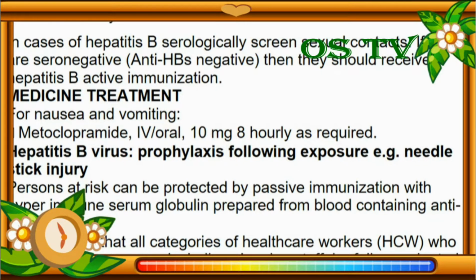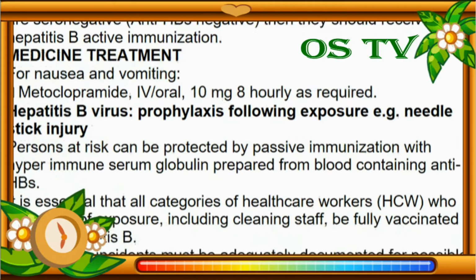Hepatitis B virus prophylaxis following exposure, for example a needle stick injury. What I mean by prophylaxis is this: when a person has a needle prick and the patient whose sample was involved is suspected to be infected with hepatitis B virus, then the victim should undergo prophylaxis treatment. Prophylaxis is just a quick measure of treatment to prevent the development of the virus in the body system.